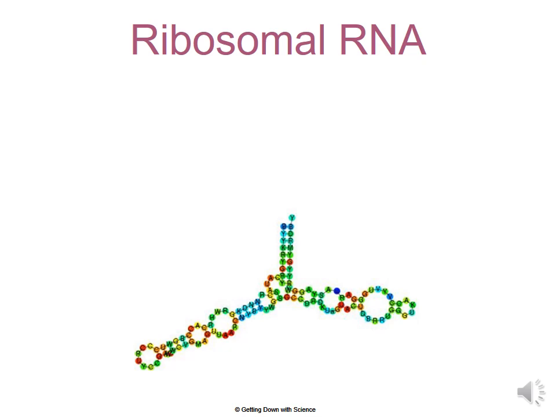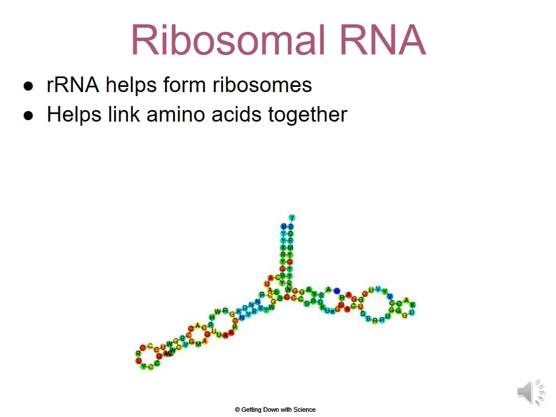Ribosomal RNA helps form the ribosome. So part of the actual ribosome structure that we're going to be using to make proteins is built out of RNA, specifically ribosomal RNA. It will help link amino acids together when we're making the proteins.